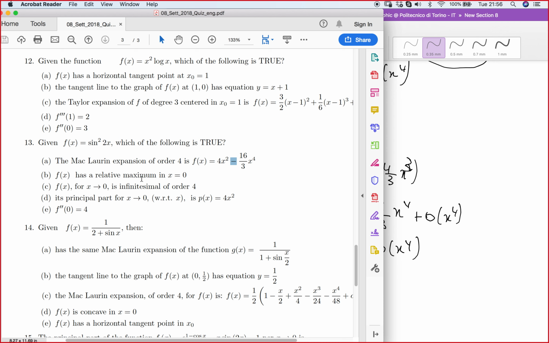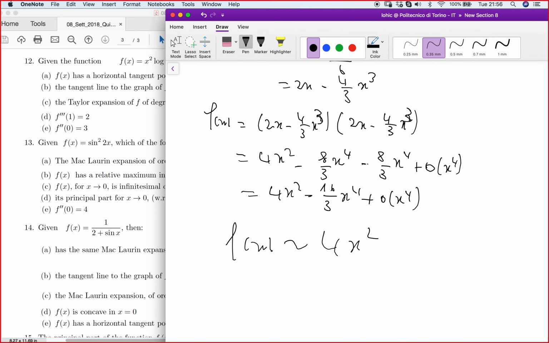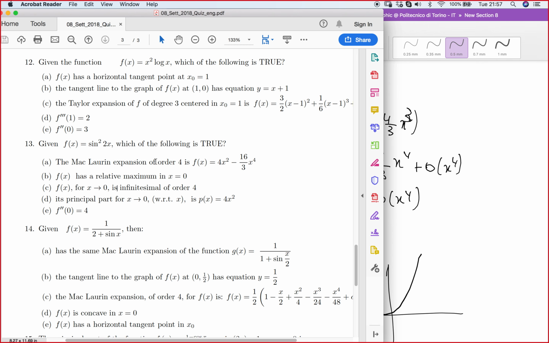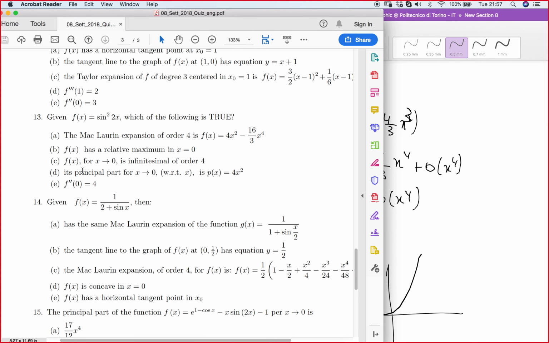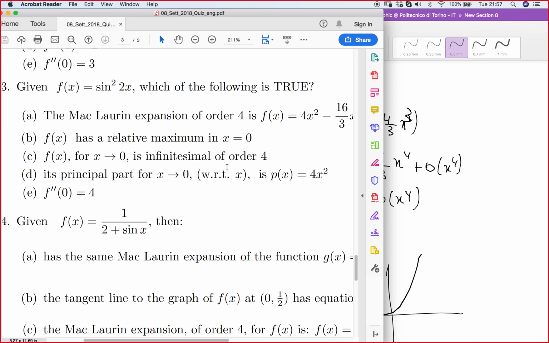Next: it has a relative maximum at x equal to 0. Let's see. No, because we get f of x is equivalent to 4x squared, right? 4x squared is like x squared, so it's a relative minimum. So B is false. Next: f of x for x tending to 0 is an infinitesimal of order 4.